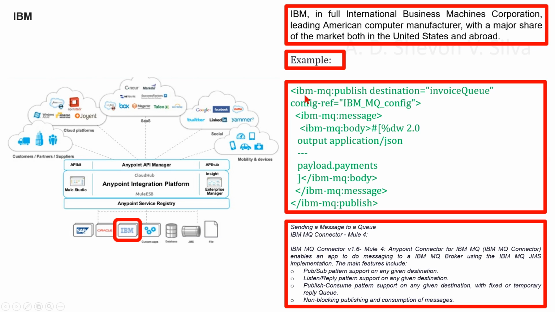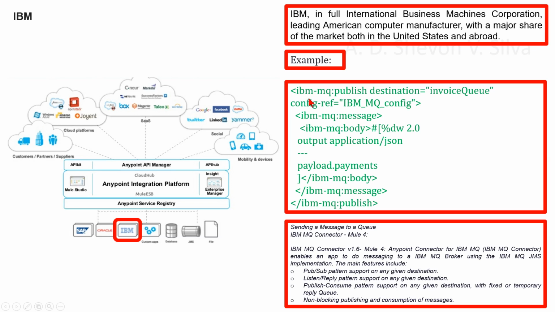The main features include pub sub pattern support for any given destination, listen reply pattern support for any given destination, publish consume pattern support for any given destination with fixed or temporary reply queue, non-blocking publishing and consumption of messages.